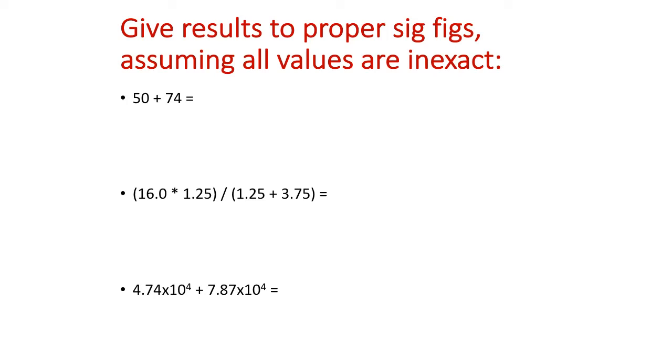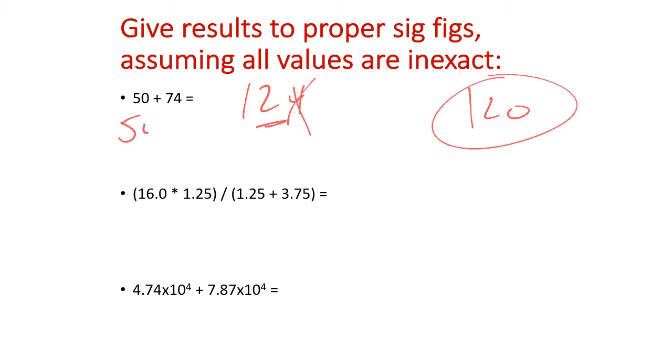My calculator says 124, but what should the answer be? 120. Okay. So we've got to round to this placeholder. So we ran into this problem last class. And I heard some people afterwards saying, I thought when we added and subtracted it was about the decimal places. And it is, but it's always about the significant decimal places. So it's about which decimal place in 50 is the last significant placeholder. And that's the tens placeholder.